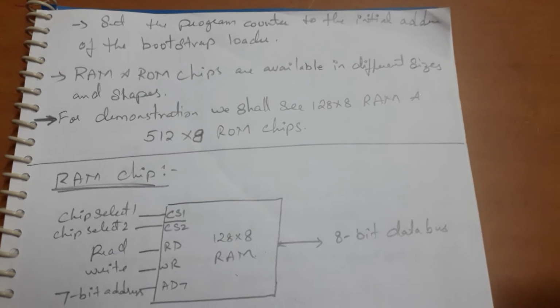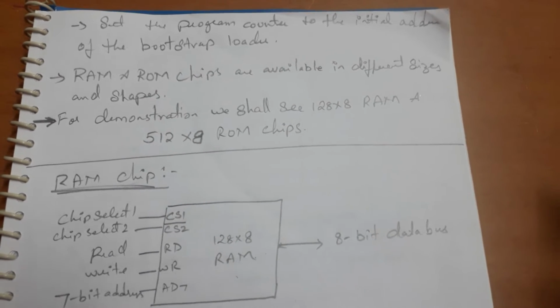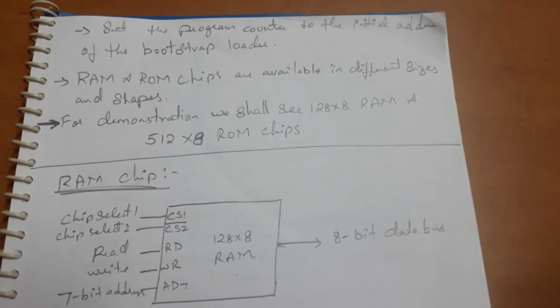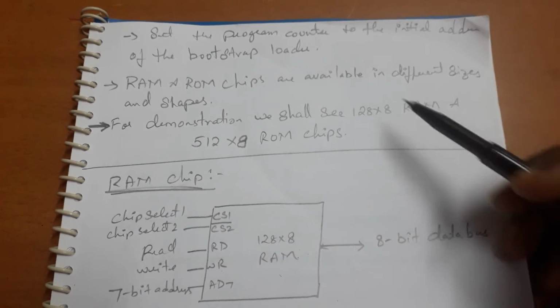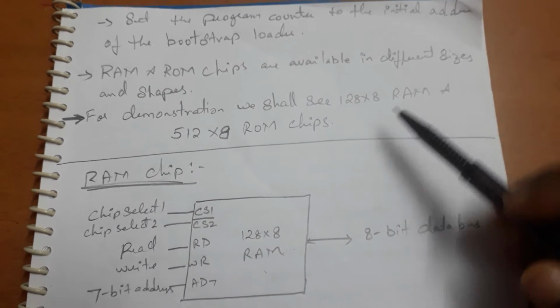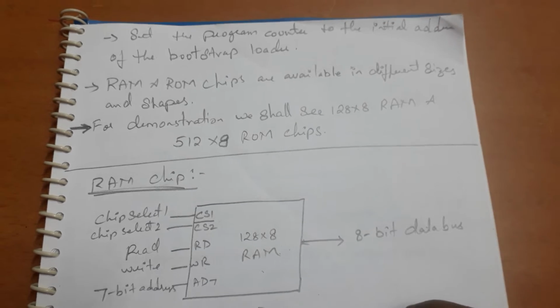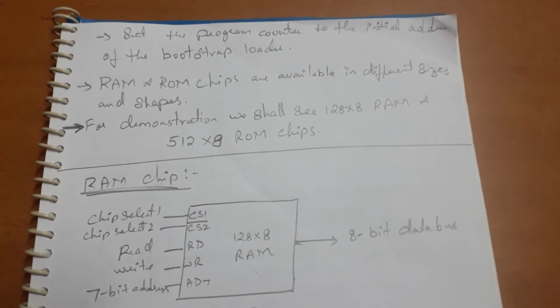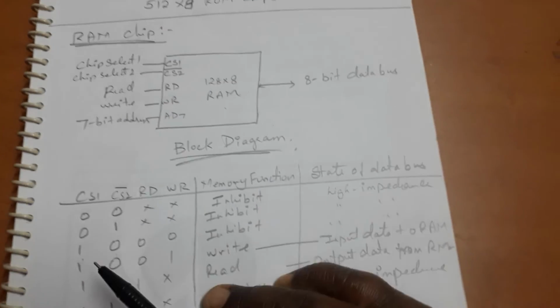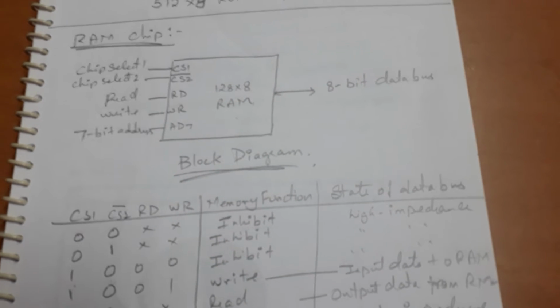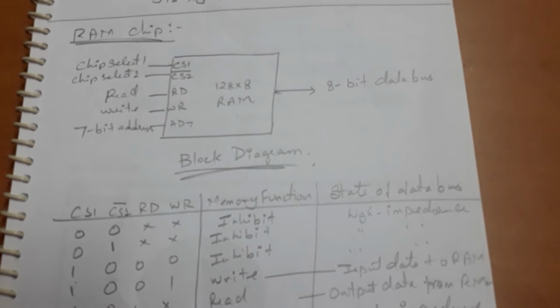So for the demonstration purpose, or for understanding the RAM and ROM chips, the configurations we are taking here are 128 by 8 RAM and 512 by 8 ROM chips. These two chips we will go into detail and see. So this is the RAM chip block diagram.